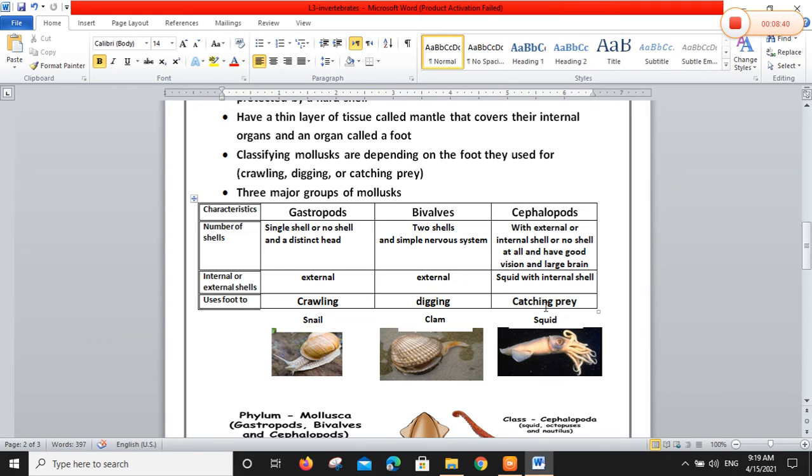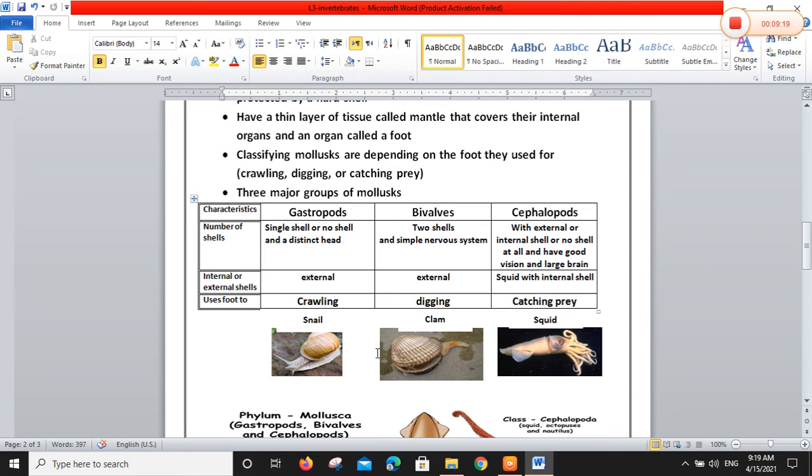Gastropods, look at the snail. The snail has one shell, so the number of shells is 1. Single shell or no shell, and a distinct head. Look at this head with 2 antennae. The soft body is protected by this shell. Where is the shell? Is it internal or external? The shell is external. And what does it use its foot for? It uses its foot for crawling.